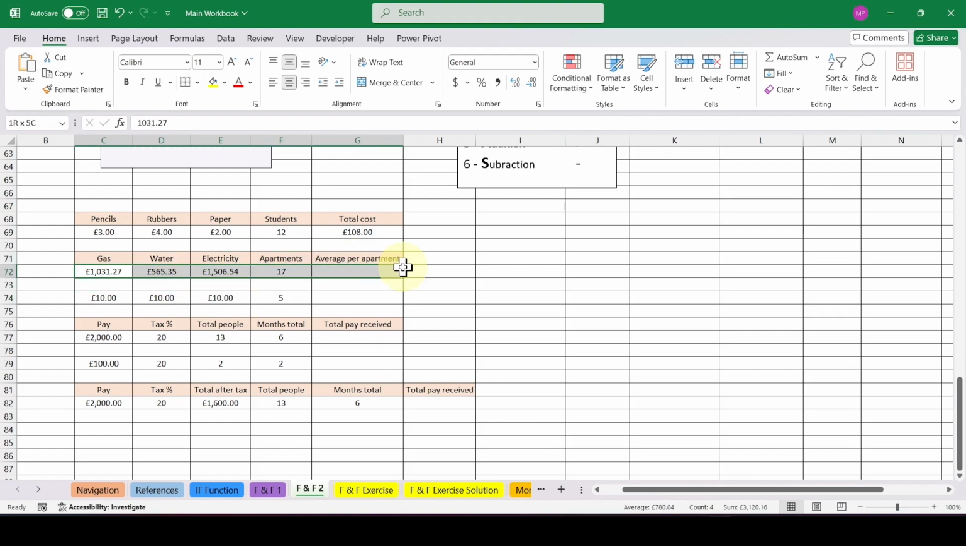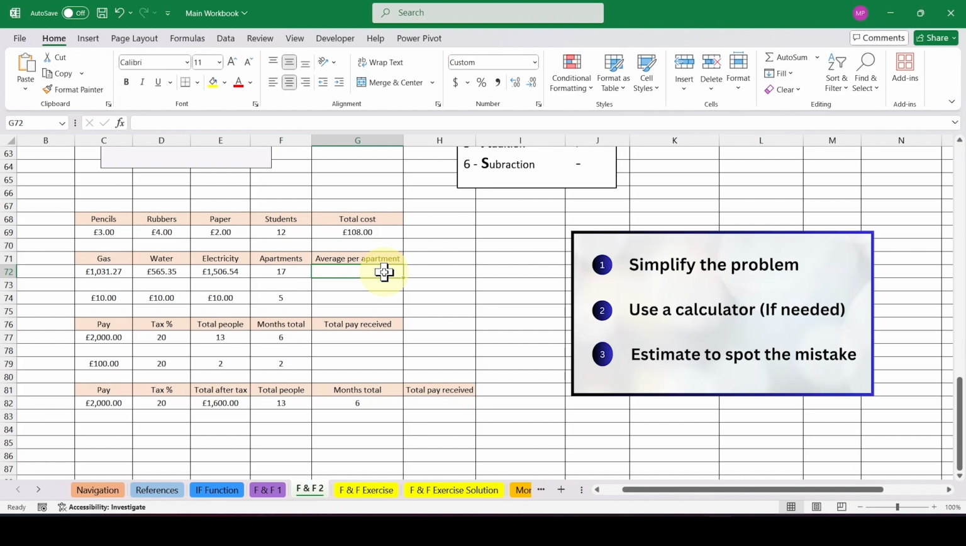So this is the problem we need to solve here. The scenario is we have gas, we have water, and we have electricity. And we need to add all of these up and divide it by the total number of apartments, which would give me the average per apartment for all these bills. I would say the formula is pretty simple to write. It is going to be very similar to this formula here. But let's say it was really complicated and I didn't really know how to write the formula properly.